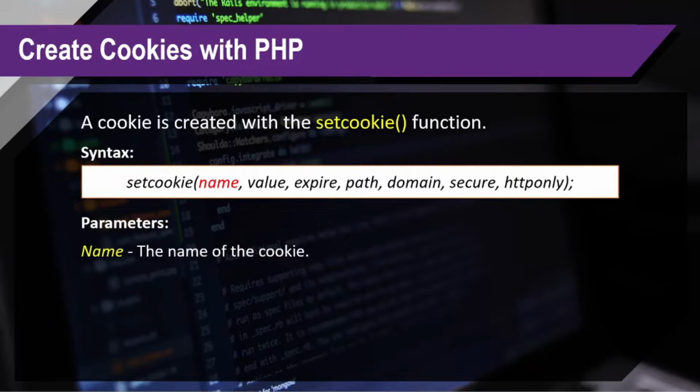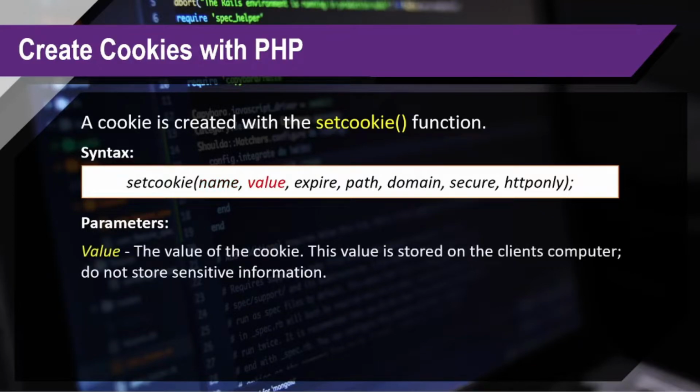So those are parameters. The name parameter, of course, is the name of the cookie. Then the second parameter is the value of the cookie. This value is stored on the client's computer. So do not store sensitive information. Okay?